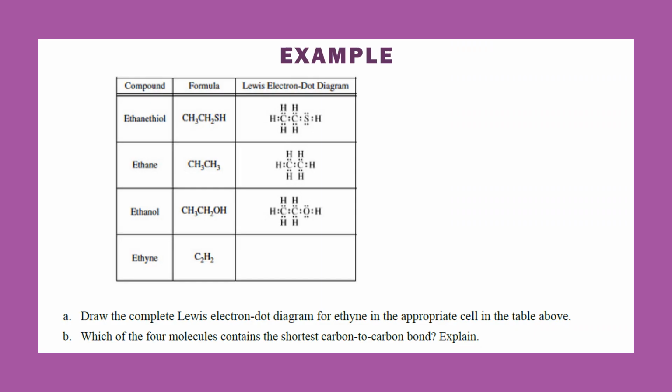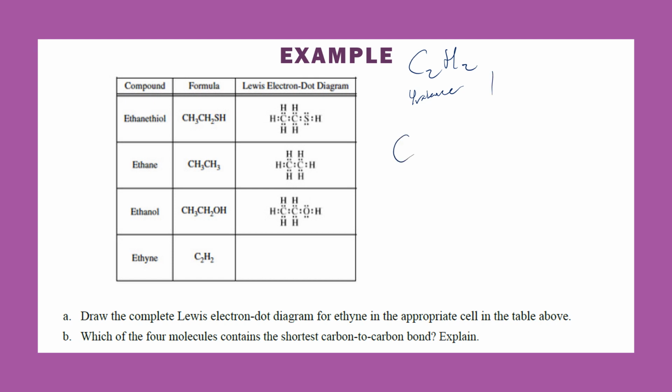Okay, so let's start on the first free response question here. It wants us to draw the complete Lewis electron dot diagram for ethine in the appropriate cell in the table above. This is a little small. I'm going to draw it over here, but remember when it tells you to draw or graph something, do it in the appropriate spot where they tell you to do so. But for this one, C2H2, you need to make sure that you're using valence electrons. Carbon has 4 valence electrons and hydrogen has 1.